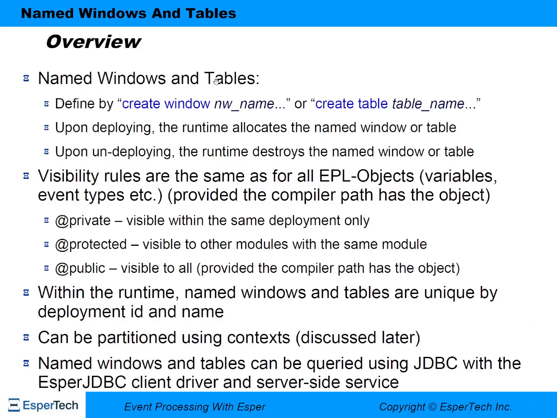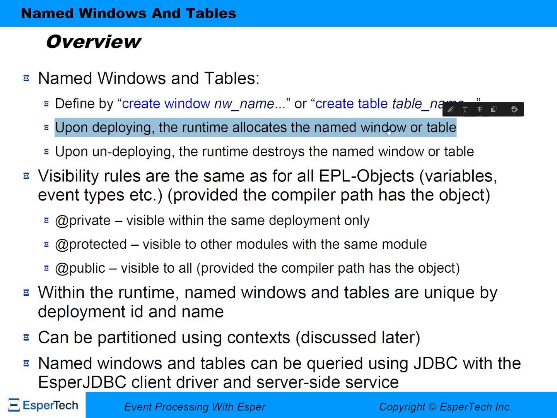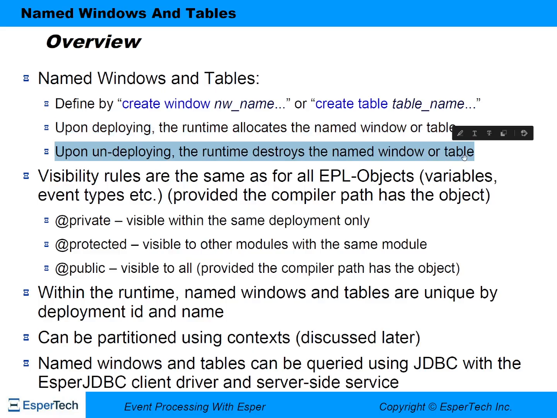This slide discusses all the things that named windows and tables have in common. You can define a named window by create window named name ... You can define a table by create table name ... Upon deploying, the runtime allocates the named window or table. Upon undeploying, the runtime destroys the named window or table.